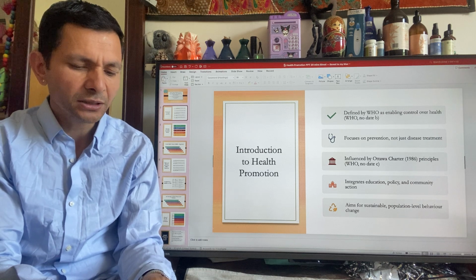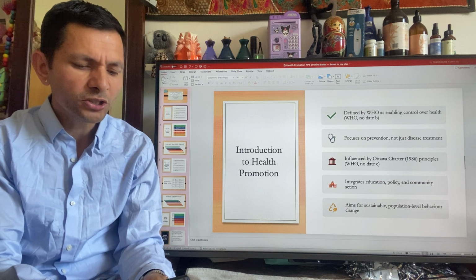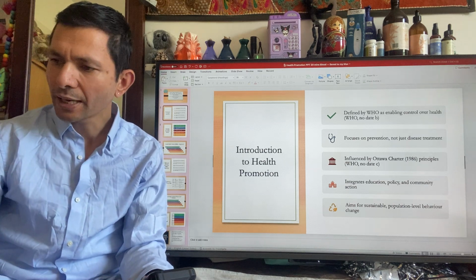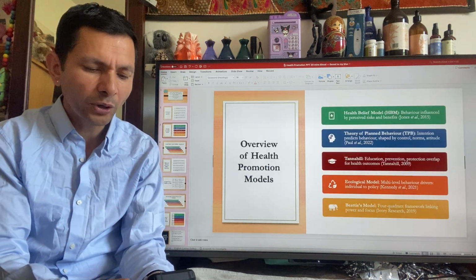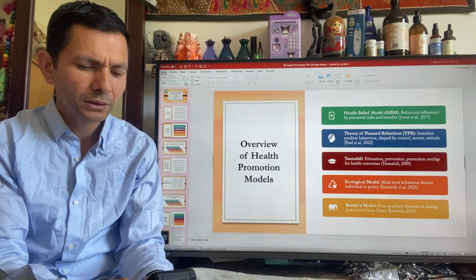strengthening community action. At its core, health promotion involves integrating education, policy, and community initiatives to drive long-term behavior change across populations. The goal is to create sustainable environments in health by addressing both individual and social factors. And another one, an overview of health promotion models.